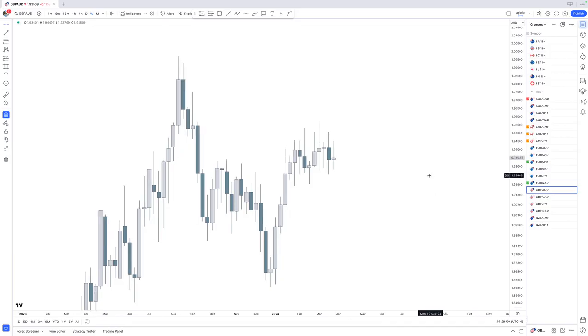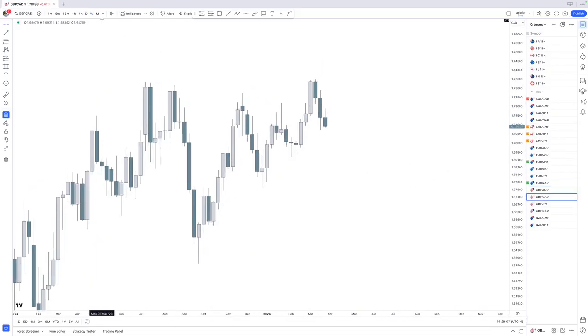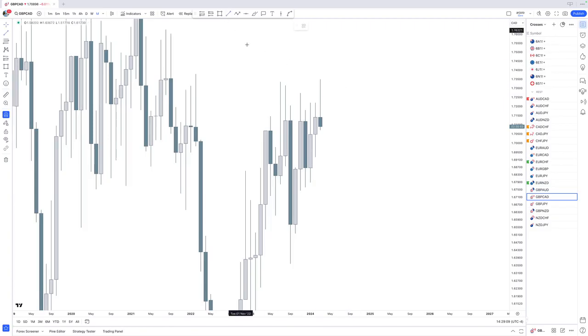Well, we had them both. But look at this price action. I'm not interested in that consolidation right there. GBP Canadian dollar. Do we have anything interesting right here? We reached above that high.